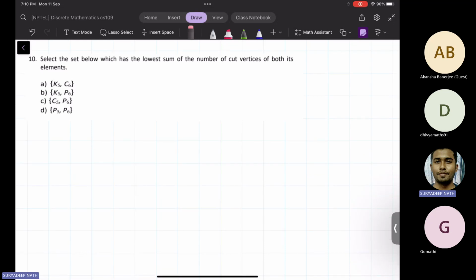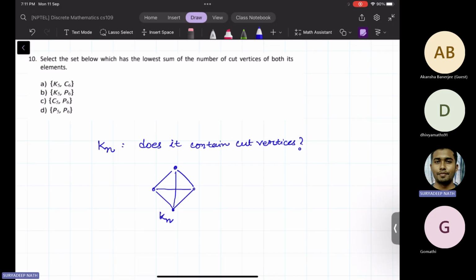So now consider this Kn. Let's say Kn. Does it contain cut vertices? What do you think? To give you a picture, I will draw this figure. I'll draw 4 vertices now to make it simpler for everyone. So this is your Kn, it has 4, so this is K4.